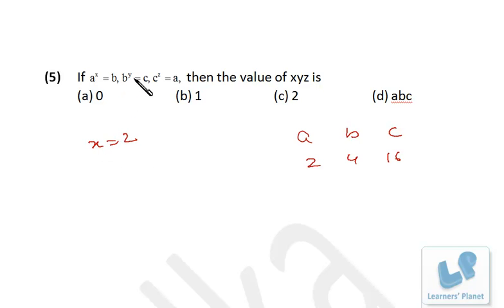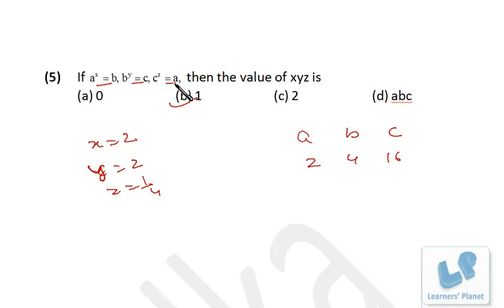Similarly, b raised to y is c. So 4 square is 16. That means y is also 2, right? c raised to z is a, right? So 16 raised to z is equal to 2. That means z is equal to 1 by 4, right? So x into y into z will be 1 only, right? So this we have already discussed. Now if you wish to solve this problem by logarithm method, then also it can be solved.